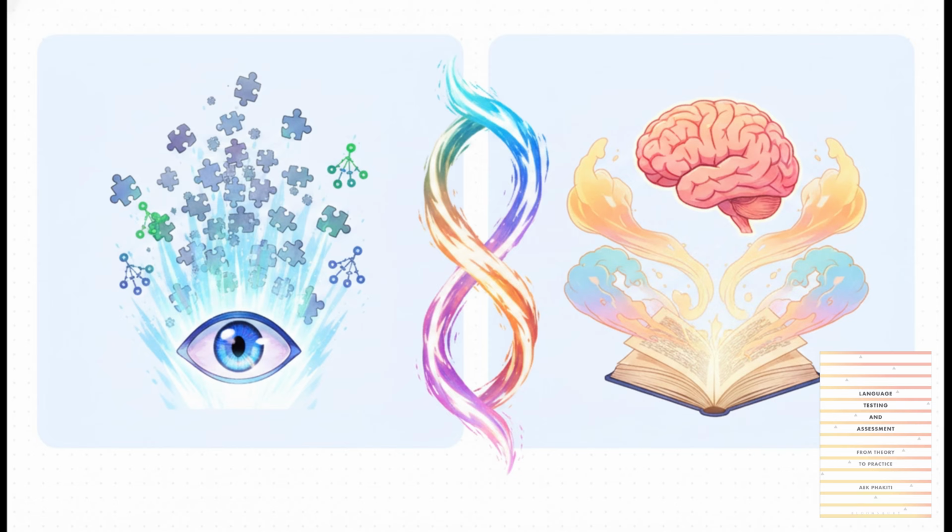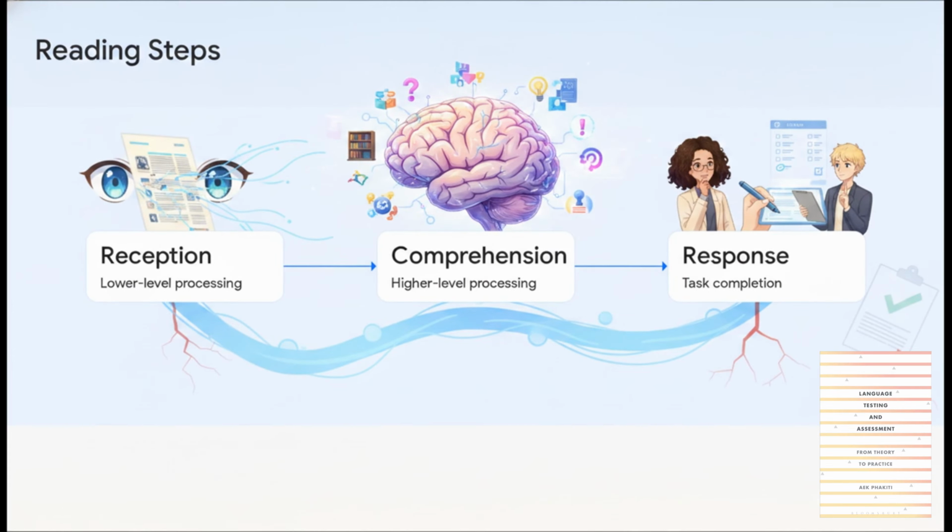That entirely drains their cognitive resources, leaving them with practically no mental energy left for that top-down comprehension. Let's trace the exact cognitive journey a student takes when sitting for one of your tests, using Khalifa and Weir's socio-cognitive model. Step 1 is reception. The visual input of the text on the page triggers that lower-level, bottom-up processing we just discussed. Step 2 is comprehension. This involves those higher-level processes and skills.